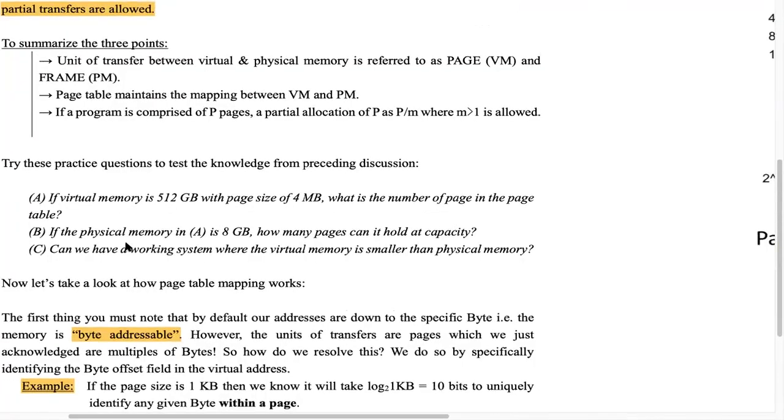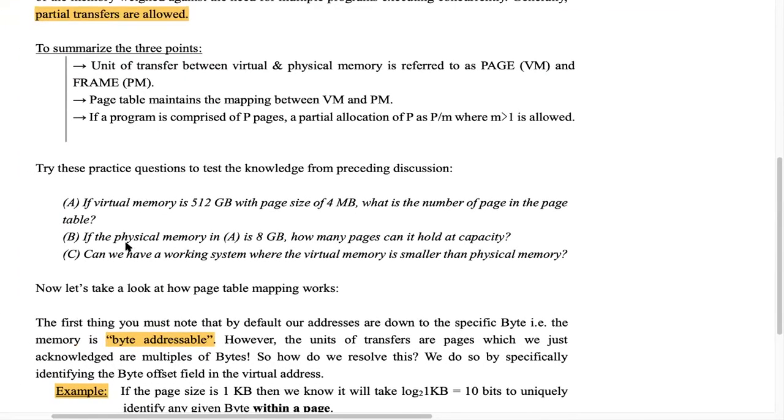This is the first example that we discussed last time, and probably you would be able to solve it right now. If virtual memory is 512 gigabytes with page size of 4 MB. Every time you read a question, just take a pause even before reading the entire question. When I read this question, I get two things in mind: the virtual memory is 512 GB, and the page size is 4 MB. Even looking at the remaining part of the question, I guess they might be talking about the number of pages first, and that is indeed the question.